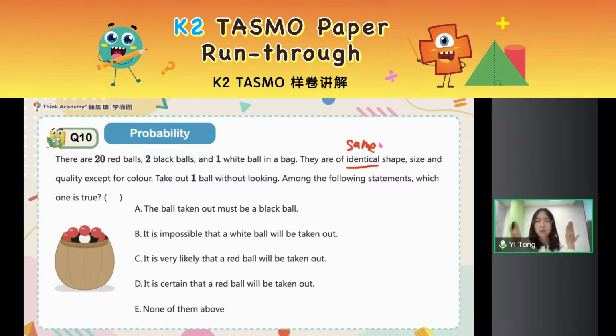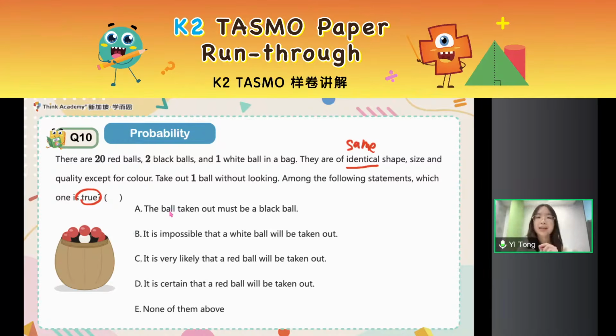Now I would close my eyes and take out 1 ball. Now, what would the ball be? What color would it be? Let's look at the statements. Which one is true? Be careful here. We are asking about which one is true. Maybe next time I will ask you which one is false, and be careful.